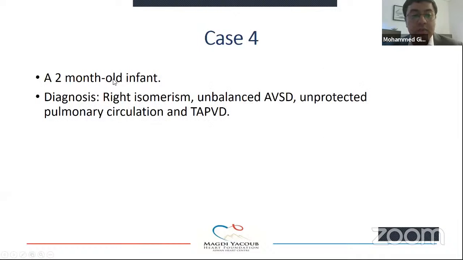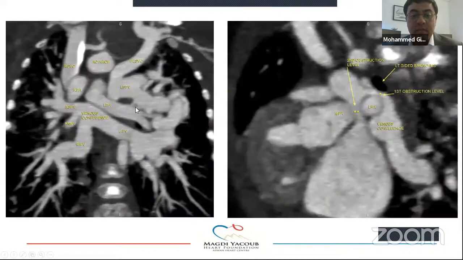Case four, a 2 months old infant diagnosed as right isomerism, unbalanced AVSD, unprotected pulmonary circulation, and total anomalous pulmonary venous drainage. As you see, this is a coronal reconstructed image displaying the right pulmonary veins, right superior, middle, and inferior pulmonary veins, along with the left inferior pulmonary vein, seen draining into this venous confluence, which this one, this is the venous confluence in the sagittal plane. This is the coronal, and this one is the sagittal.